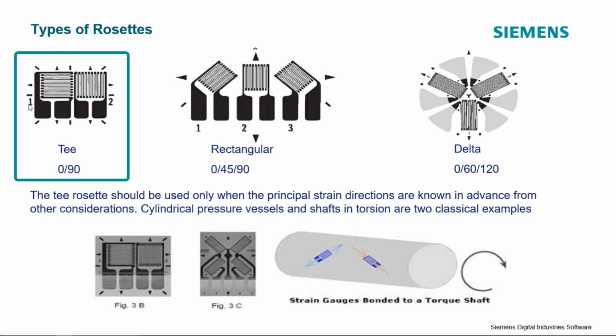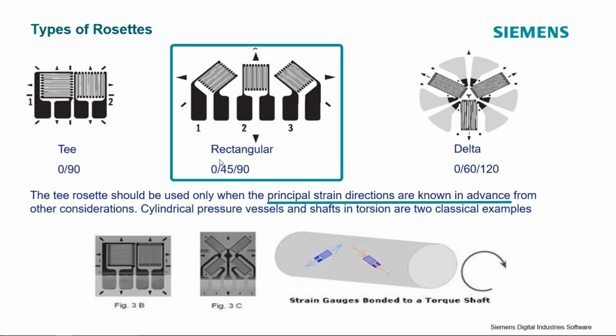There's T rosettes, so this is just two strain gauges, one at 0 degrees and the other at 90 degrees relative to the other gauge. These are only used when the principal strain directions are known in advance from other considerations, so they're often used on things like pressure vessels and shafts and torsion, because we already, based on the loading conditions of those items, have an idea of the principal strain directions.